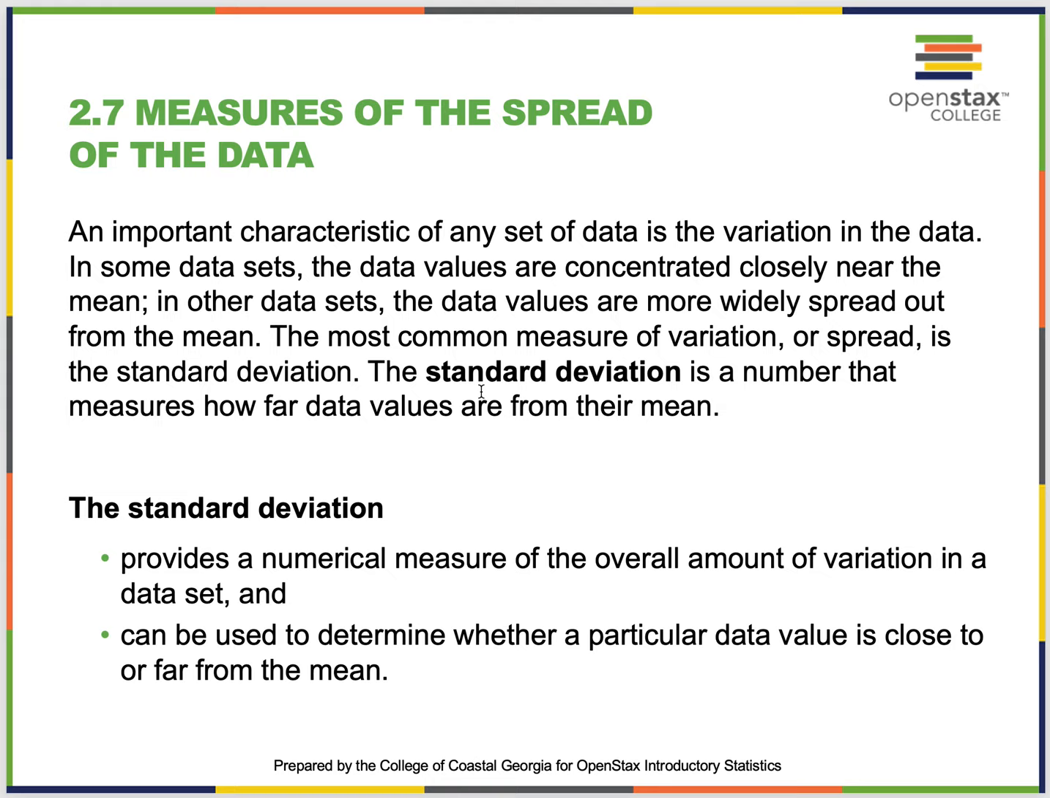The standard deviation is something else. It provides a numerical measure of overall amount of variation in a data set and can be used to determine whether the particular data set is close or far from the mean. Harder to interpret. But one of the things about the standard deviation, there are two parameters of the normal distribution, the mean and the standard deviation, which is why standard deviation is so important. Because the normal distribution, the bell-shaped curve that everybody refers to, is so important in the study of statistics.